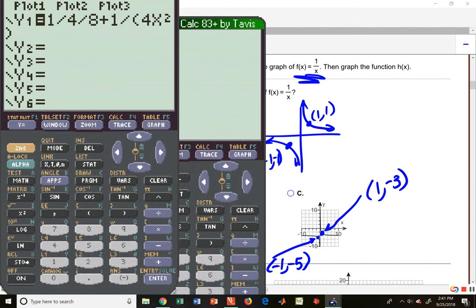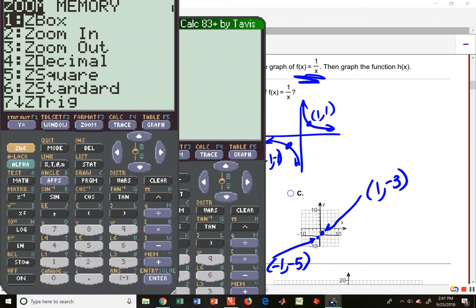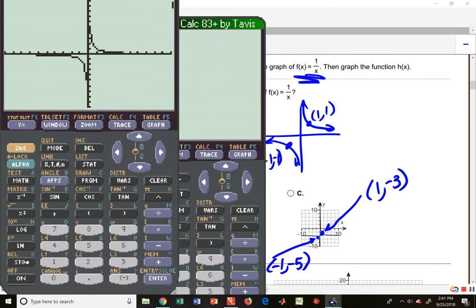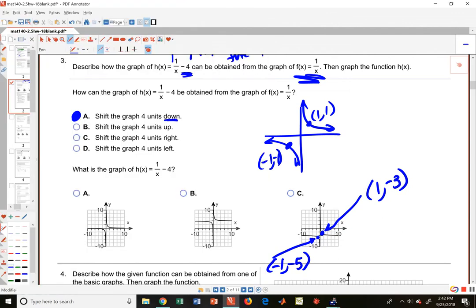following. So let me show you 1 over x. Let me delete a few things here. And then we're going to do 1 divided by x, minus 4. This is after the fact. Let's do it on a standard window. So here's 1 over x, and then this is the shifted down version. So everything gets shifted down by 4. All right, so it would be graph C.